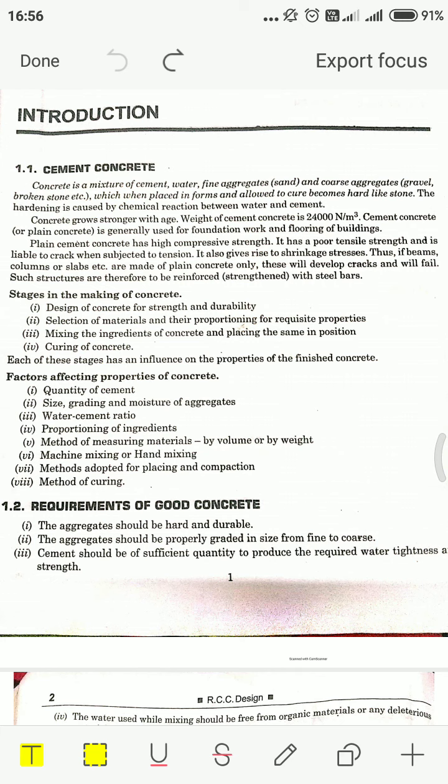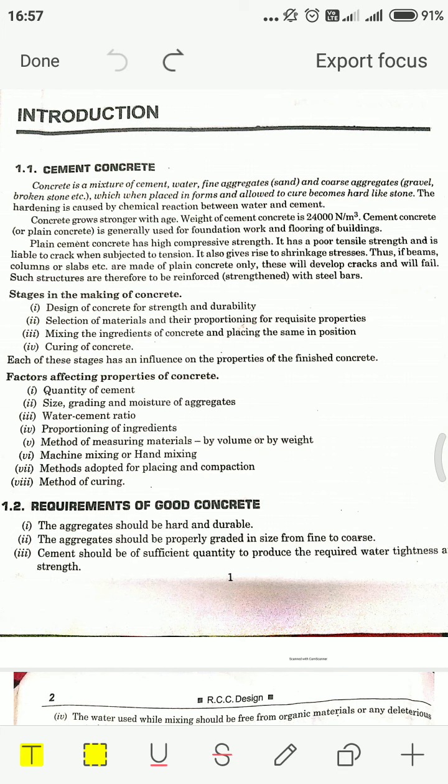So after the mixing of all these materials, the cement, the water, the fine aggregates and the coarse aggregate, the cement gets hard after the mixing of water. The weight of the cement concrete is about 24,000 newton per cubic meter. Plain cement concrete has a high compressive strength and it is very weak in tensile strength and is liable to crack when subjected to tension. Thus, if beams, columns, or slabs are cast with plain concrete, we always add some kind of reinforcement to give it more strength in the tensile area.